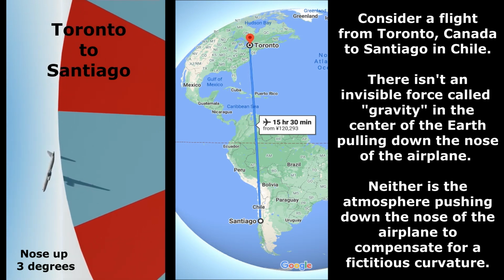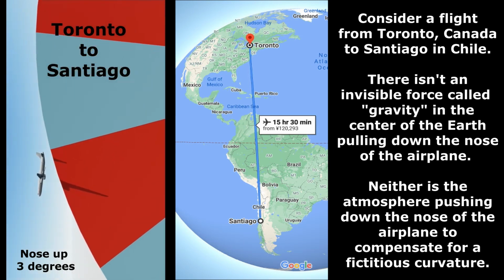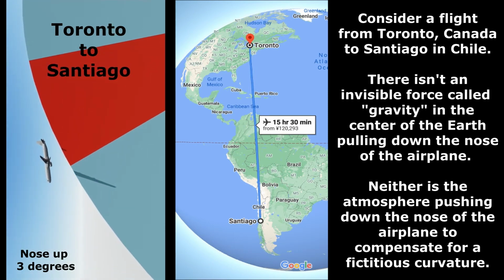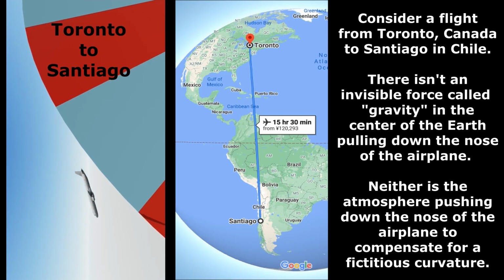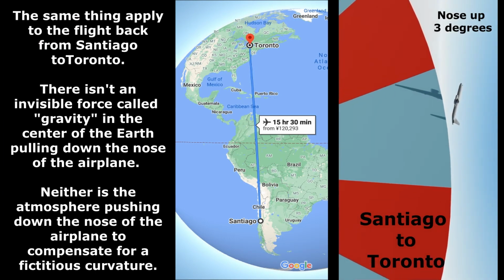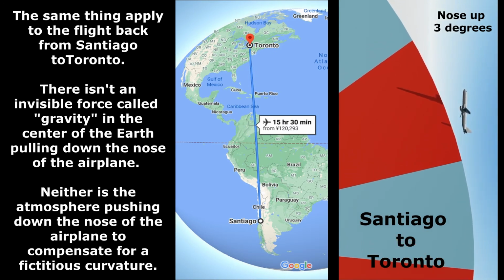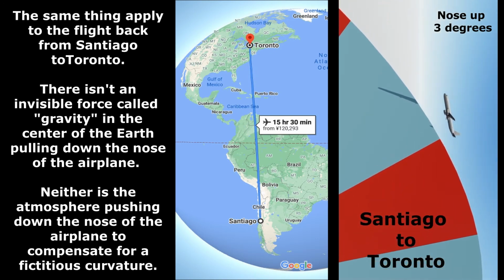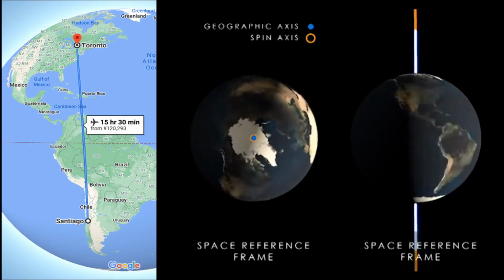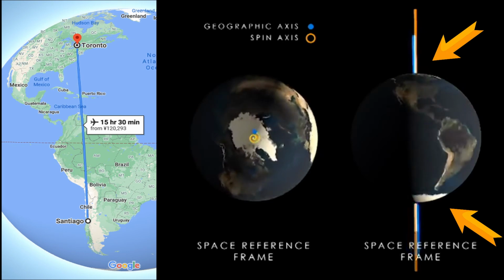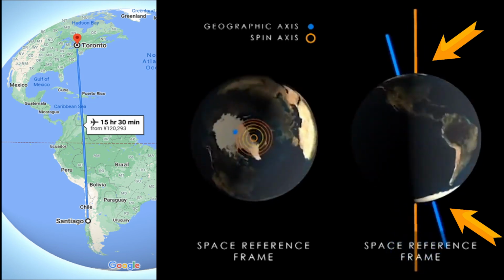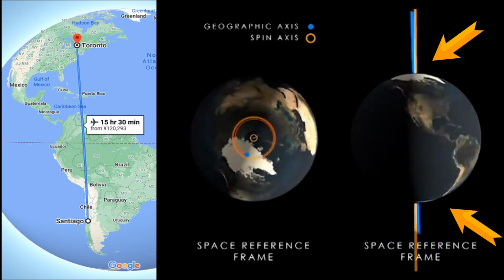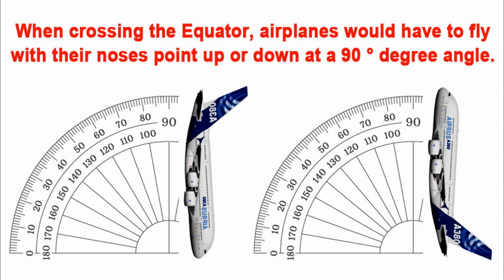Now consider this very same flight, Toronto to Santiago, Chile, with an airplane flying upside down on a ball with its nose pointing up. Or imagine the flight back from Santiago to Toronto, the same situation. The plane flying up a ball with its nose pointed up, magically adjusting for curvature. Now imagine the same flight when the Earth is spinning and wobbling to account for the explanation of the seasons. This is how the Earth is spinning at the same time. And consider also that when crossing the equator, those airplanes would have to fly with their nose pointing up or down at a 90-degree angle.